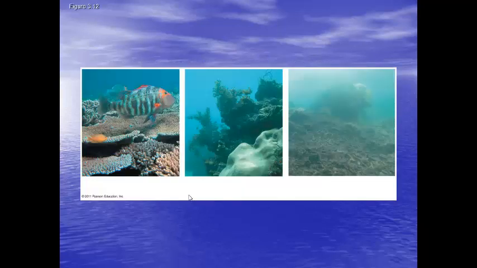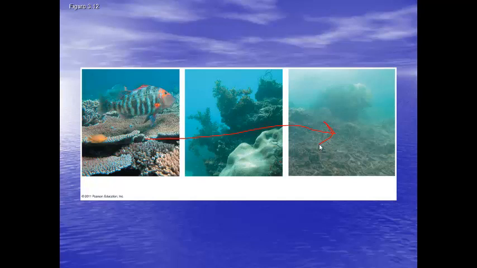As a result, we have destruction of many coral reefs occurring in the atmosphere today. And here you see some different pictures of a particular coral reef over time. And you can see that this coral reef is being destroyed because of ocean acidification.